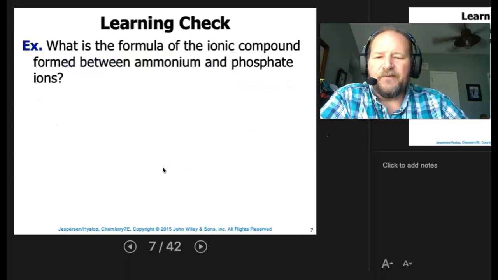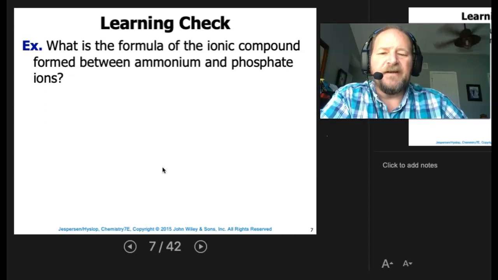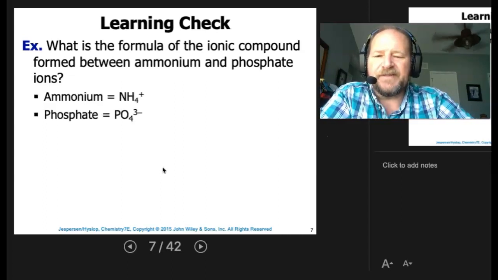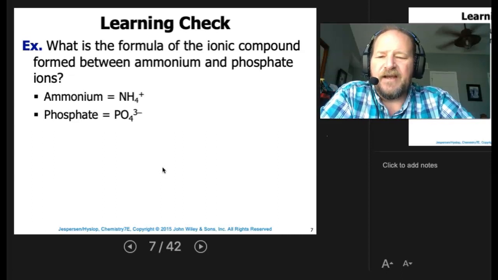All right, so what is the formula of the ionic compound formed between ammonium and phosphate ions? Again, I don't expect you to memorize all the names and all the formulas for polyatomics, so you can look those up. Ammonium is going to be NH4+, and phosphate is going to be PO4 3-.